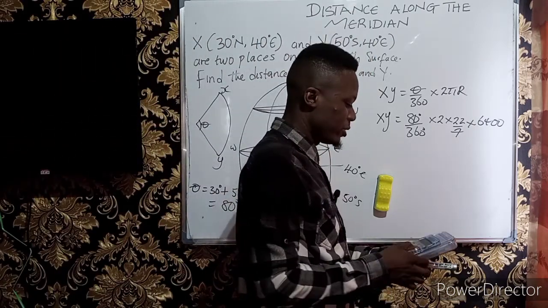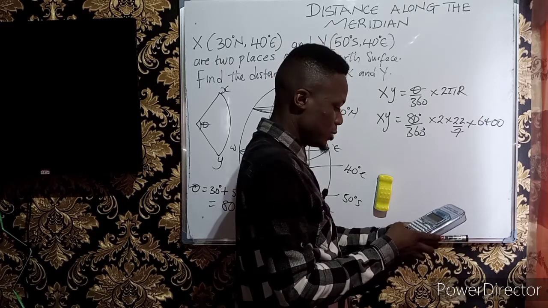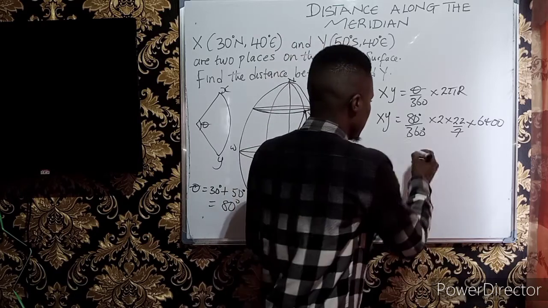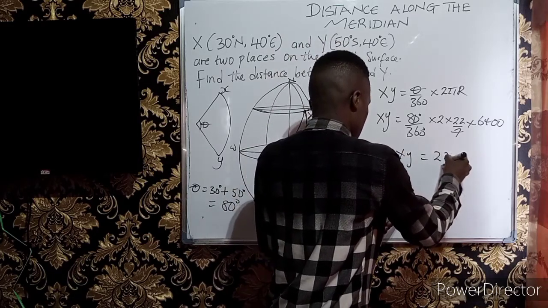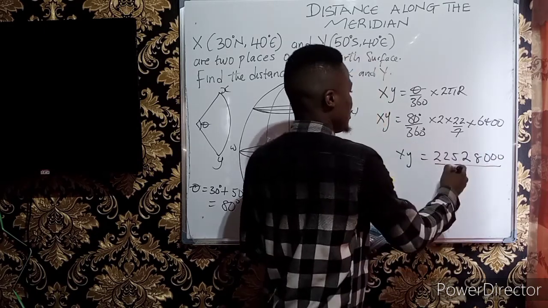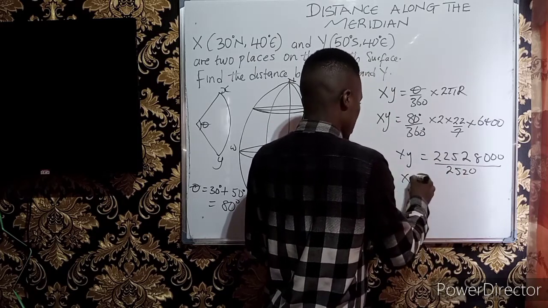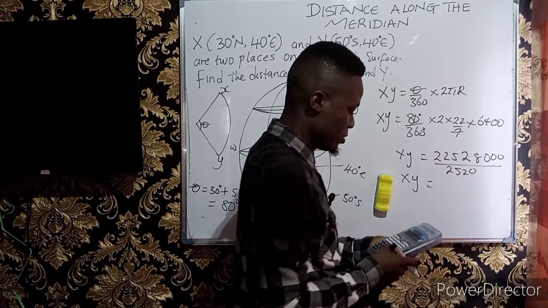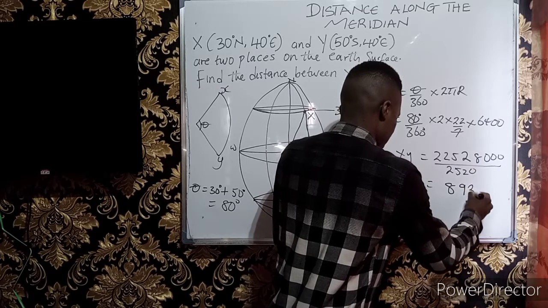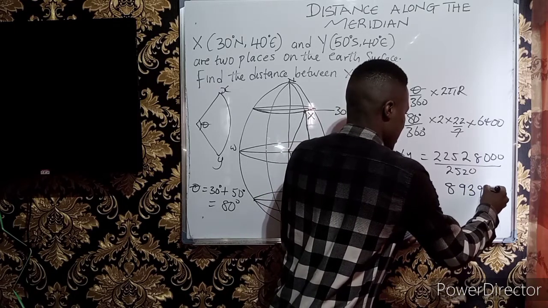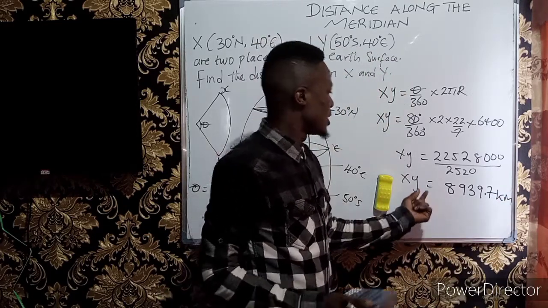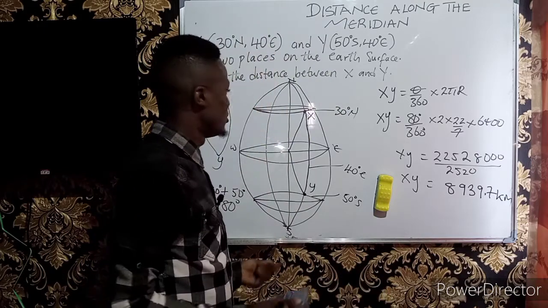Now, without wasting much time, I've just to say 80 times 2 times 22 times 6,400. Sharp, it will give us 22,528,000, all over 360 times 7, which is around 2520. So we are going to divide this by 2520. We shall get 8,939.7 approximately kilometers, approximated to 1 decimal place. So this is the answer, the distance between x and y measured along the meridian or the great circle.